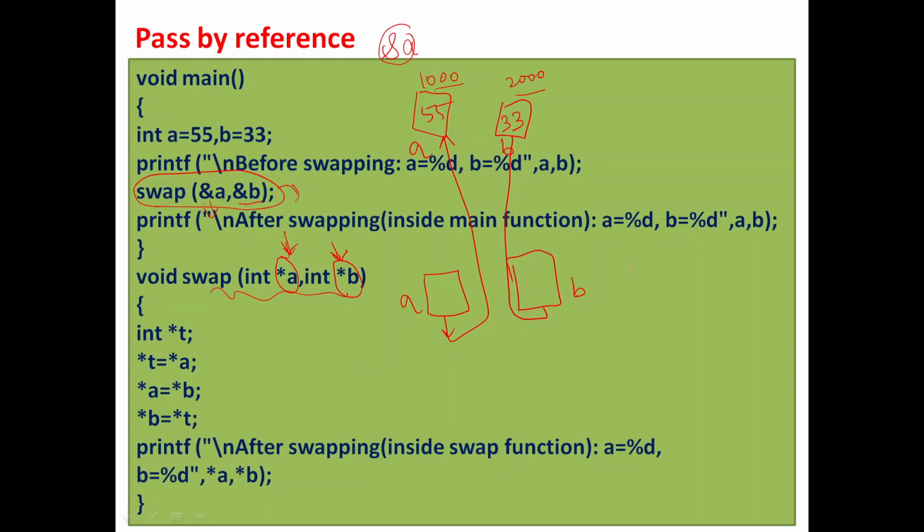So we are creating another pointer, t. It is going to refer to the value in A. So now the value pointed by t is 55. By this statement, the value pointed by t is 55, and we are going to change the value in A to the value in B.